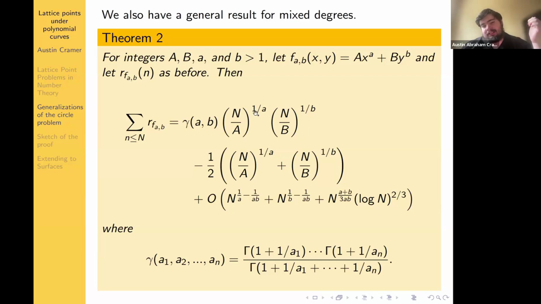So my main term is on the order of n to the 1 over a plus 1 over b, and I get this coefficient out front. That's just this ratio of gammas. Then I get a minus coefficient times n to the 1 over a and n to the 1 over b, and then my error term comes from this expression here, and whichever term dominates just depends on the relative sizes of little a and little b.